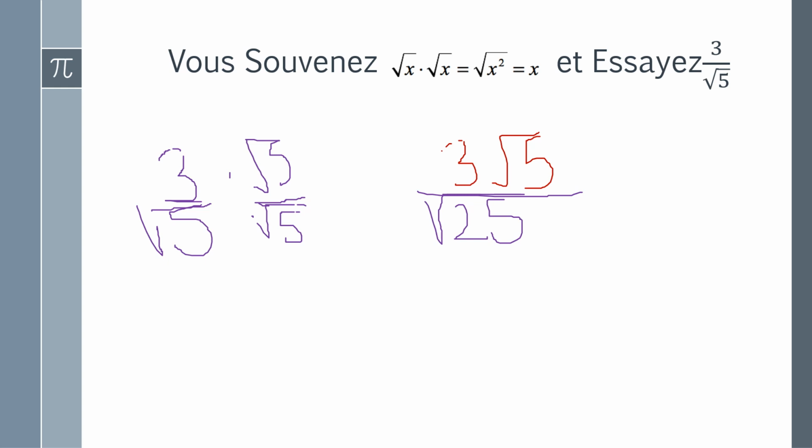Now let's simplify the square root of 25. It's just 5, and 3 square root of 5. You cannot get rid of the square root of 5. You cannot divide square root of 5 by 5 because in order to do that, both of those have to be square roots.